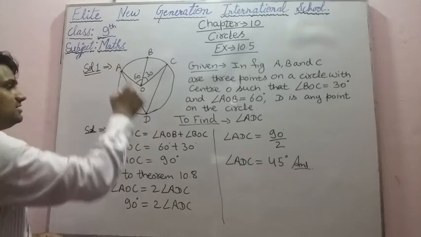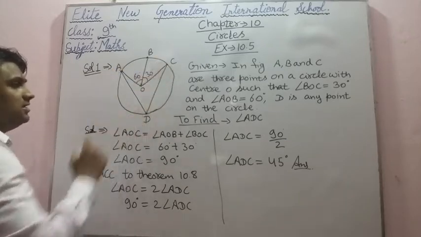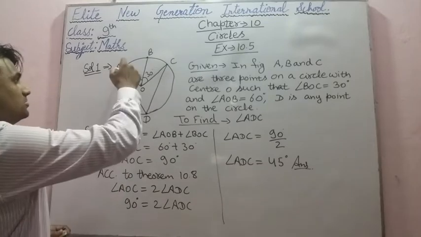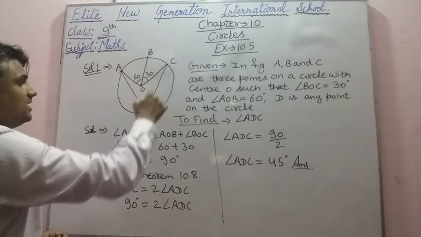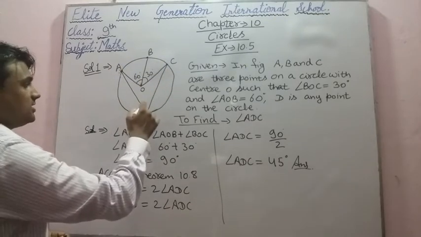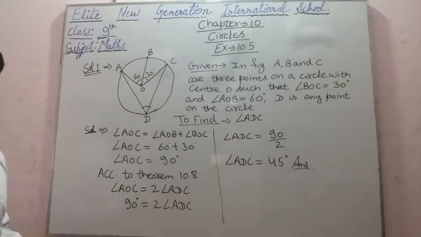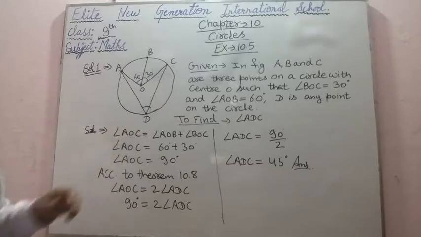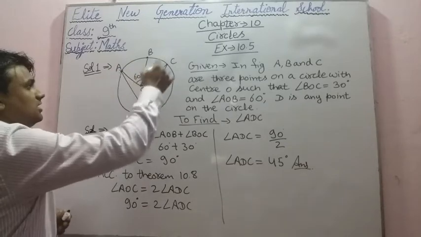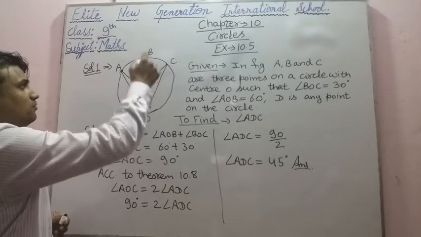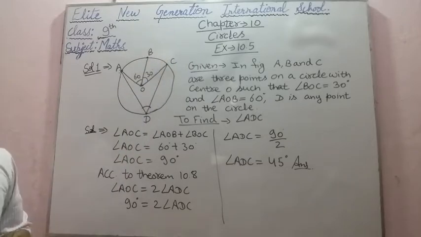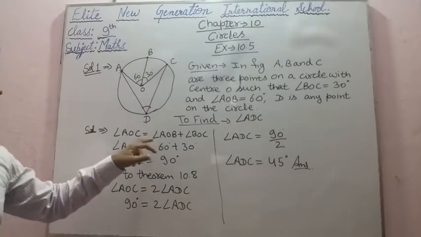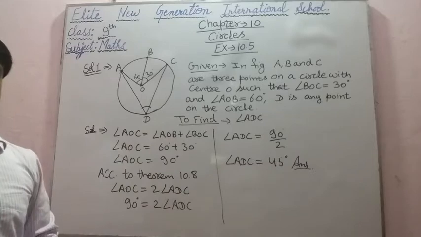So here AC, here AD and CD are joined, so it forms another angle ADC. So we have to find this angle ADC. Now in the solution, if we find this angle AOC, this will be equal to angle AOB plus angle BOC. So we can write here angle AOC equals angle AOB plus angle BOC.